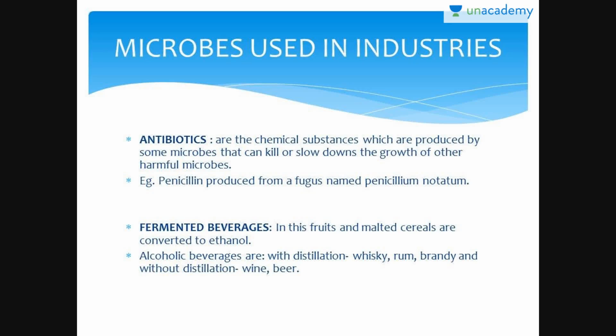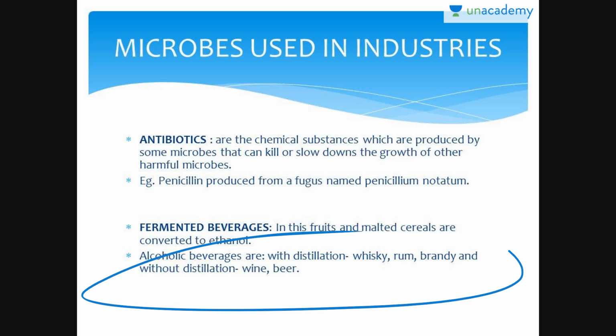Then there are several microbes which are used for industrial usages. Like the first one would be fermentation. In this, fruits and malted cereals are converted to ethanol. Alcoholic beverages with distillation are like whiskey, rum, brandy, and without distillation are wine and beer. So, Saccharomyces cerevisiae, also called the brewer's yeast, is used to prepare all these drinks.